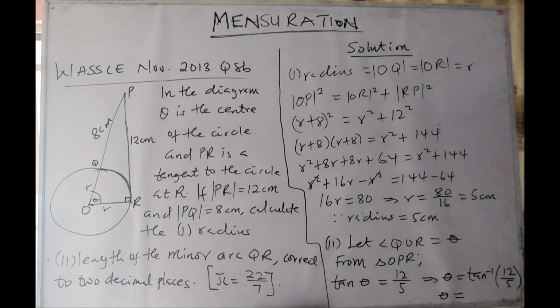So tan inverse of 12 over 5 will give us 67.38 degrees. So I have my angle at 67.38 degrees.